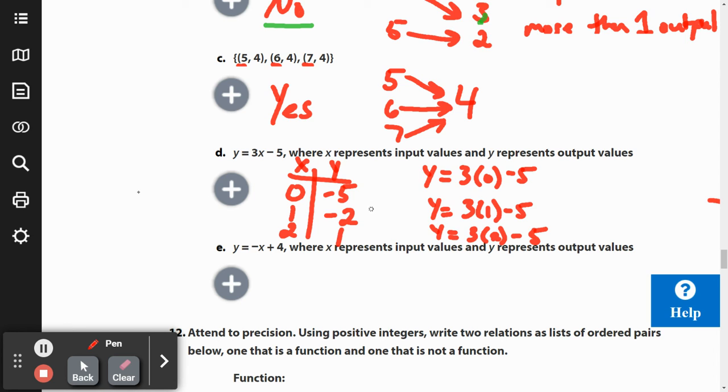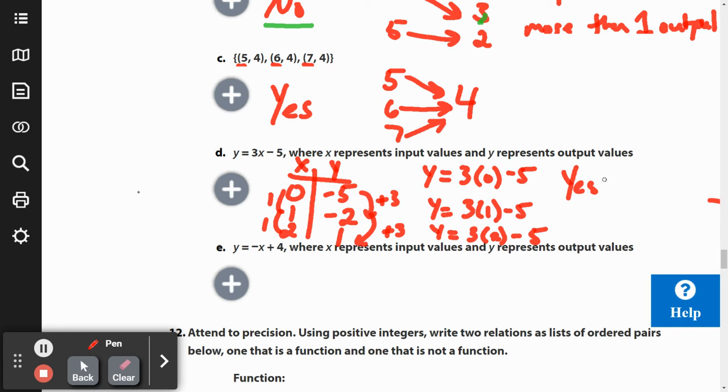We see there's a common difference, a rate of change. Every time this increases by 1, that increases by 3. So it's going to stay that way. So will any input ever have more than one output? No. So is this a function? Yeah.